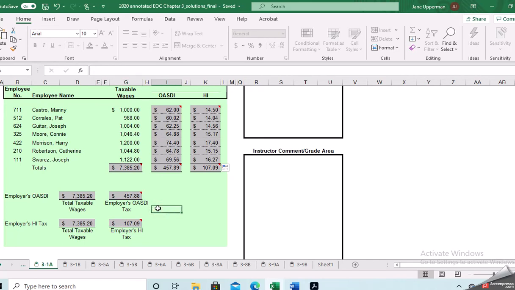So again, I feel like Excel makes it very easy to set some of these things up. And I do think it is worth your time to try to do that, especially on these types of problems.